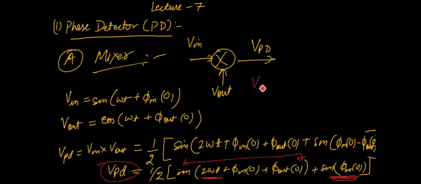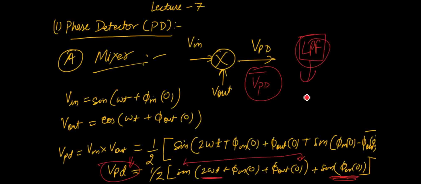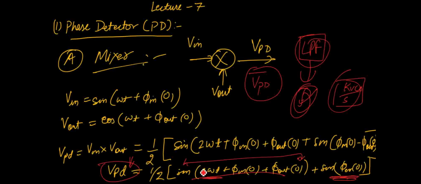Actually, we only care about the average of the VPD, not much about the VPD itself. Why? Because when this VPD passes through the low pass filter, which contains one integrator, the high frequency part will be removed and become 0. Even if you don't have this integrator, the VCO, which is K VCO by S, will average it, and this thing will become 0.